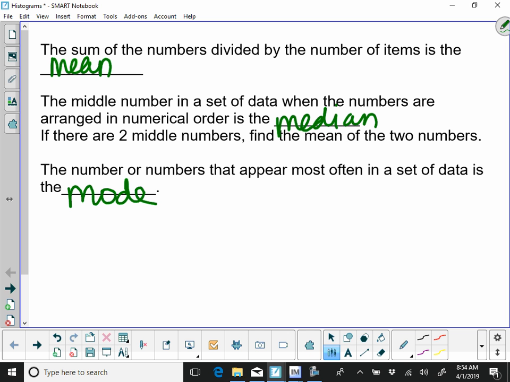So, just so you know, we're going to do all of this in the calculator today. The only thing the calculator won't do is the mode. It doesn't tell you which one occurs the most. But the good thing about the calculator is they don't have to be in order. You can put them in however they're written, and it will tell you the mean and the median from that.